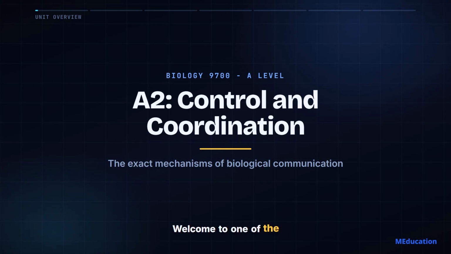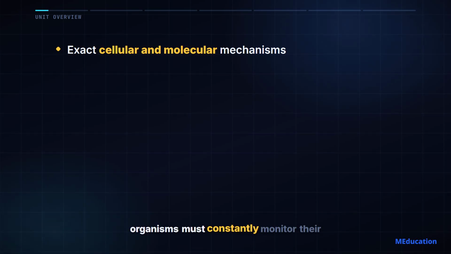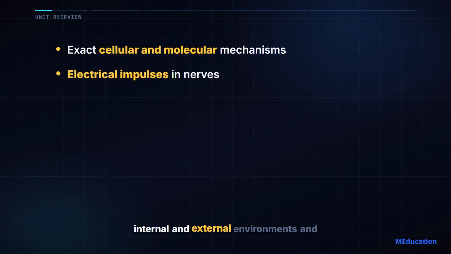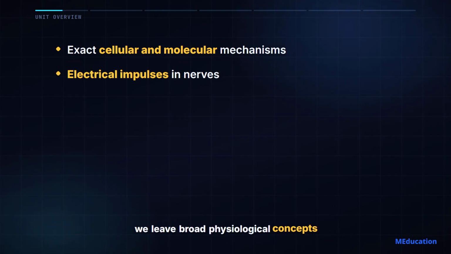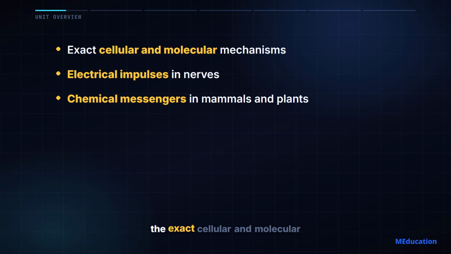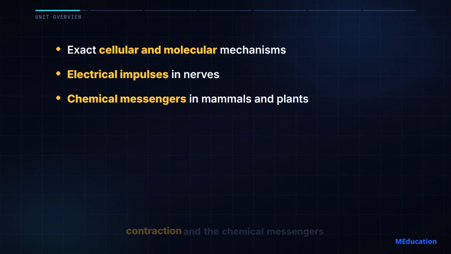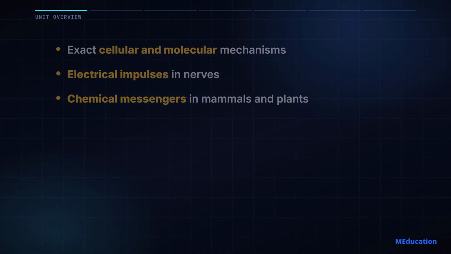Welcome to one of the most important units in your A-level biology course, Control and Coordination. To survive, organisms must constantly monitor their internal and external environments and respond appropriately to changes. In this A2 unit, we leave broad physiological concepts behind and zoom right into the exact cellular and molecular mechanisms of communication. You will master the electrical impulses of the nervous system, the sliding filaments of muscle contraction, and the chemical messengers used by both mammals and plants.